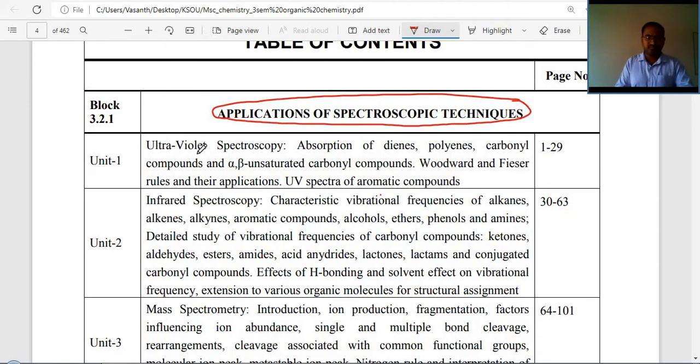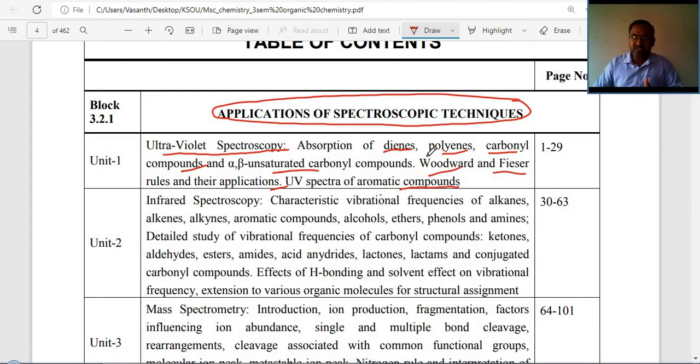In that unit 1, we clearly deal with UV spectroscopy. In that UV spectroscopy, what are the basic principles of this UV spectroscopy or ultraviolet spectroscopy? Absorptions of dienes, polyenes, carbonyl compounds, alpha beta unsaturated carbonyl compounds, Woodward and Fischer rules and their applications, UV spectra of organic compounds.